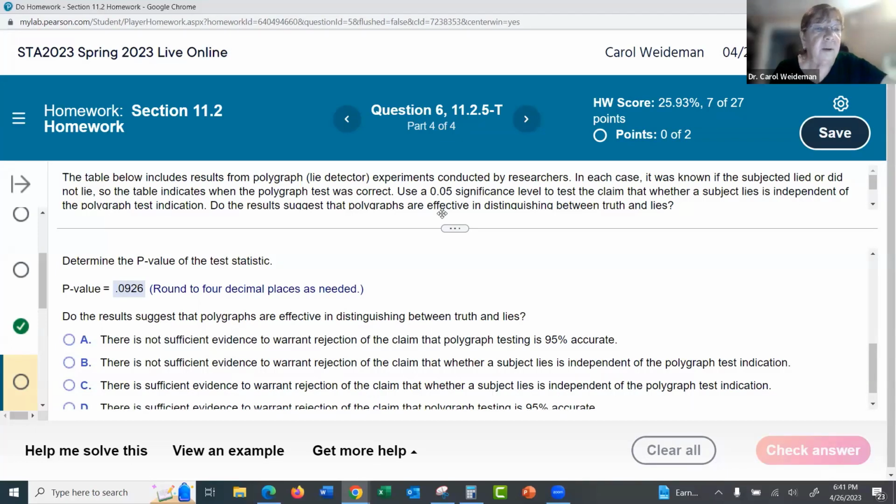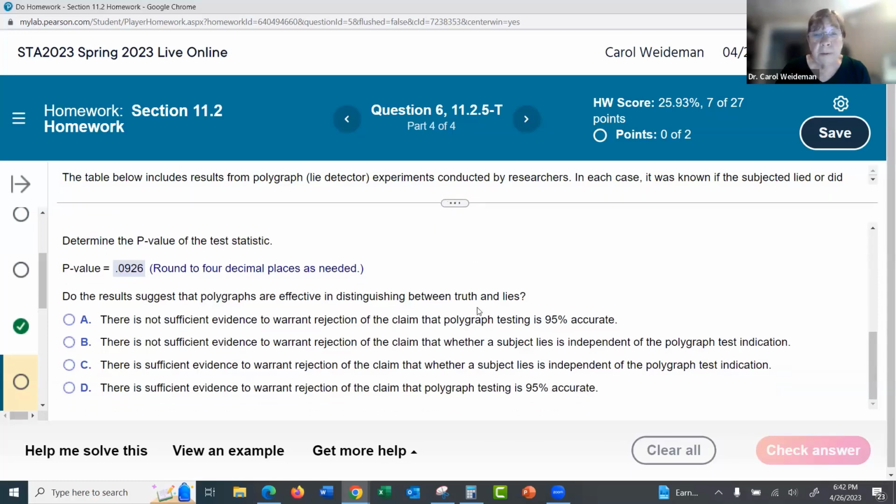So what do you think? Are we going to reject or are we going to fail to reject? Fail to reject. So when we fail to reject, what do we write in our conclusion? There's not sufficient evidence. Right, not sufficient evidence.